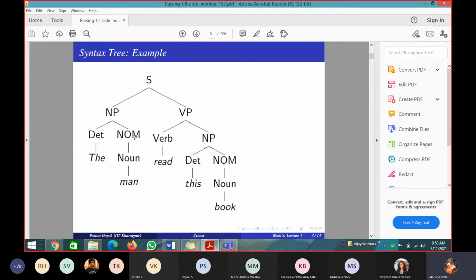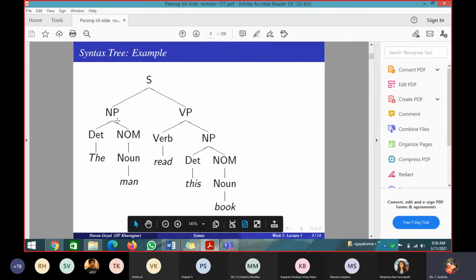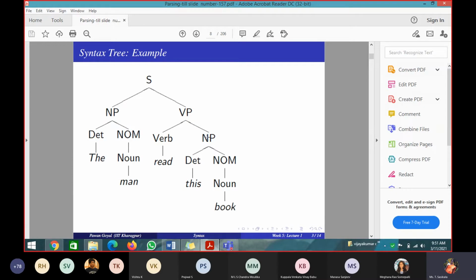Nominal can be a single noun or it can be a collection of nouns. That's why they call it nominal. So the determiner and the noun, the man, together form what phrase? The man, noun phrase. Similarly, this is a determiner and book is a noun. So a determiner followed by a noun forms again what phrase? Noun phrase.